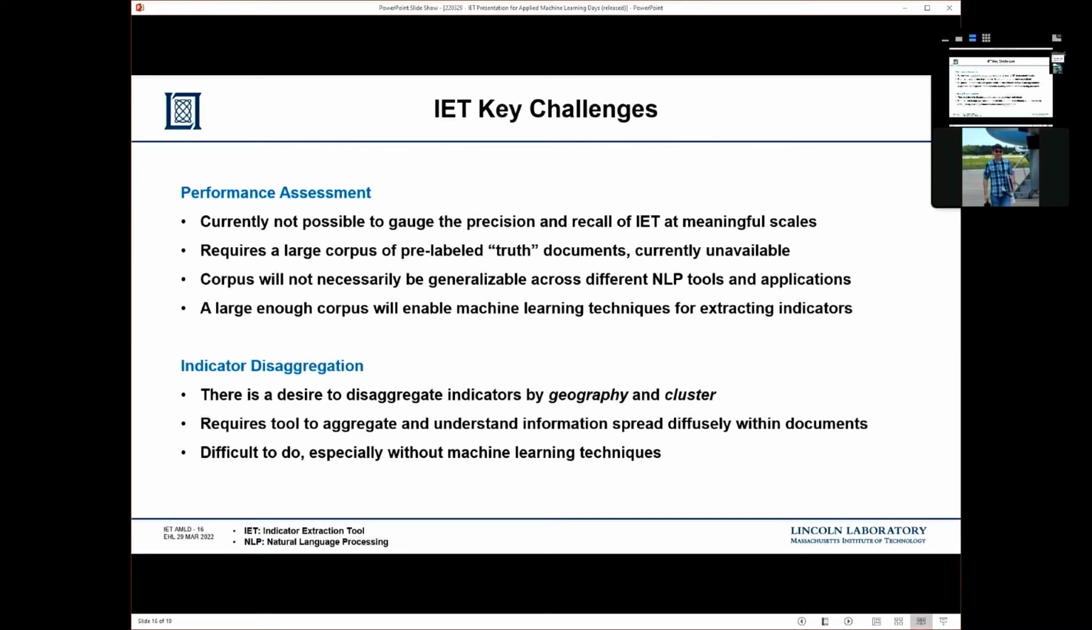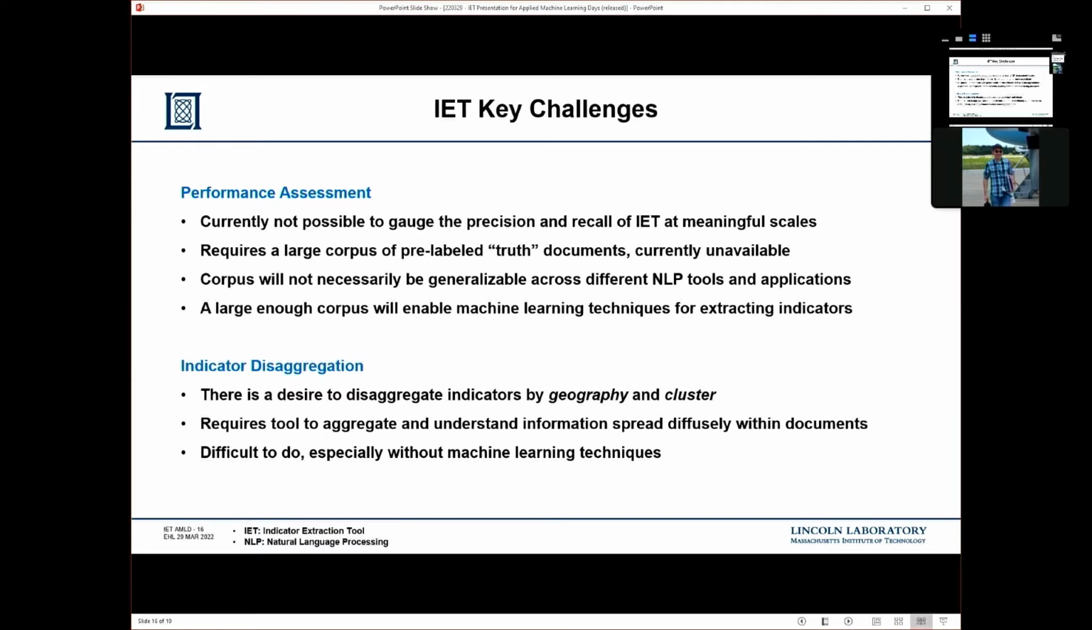And the reason why is because we don't have a large corpus of pre-labeled truth documents available to us that have been labeled according to the definitions of indicators that our sponsors asked us to work with. We would like to have one, and it's one thing we've been thinking about over the last few months as we contemplate future work in this area. And of course, one other advantage of having a large corpus is it would allow us to transition from regular expressions to more advanced machine learning techniques that would no doubt have better overall performance than regular expressions.